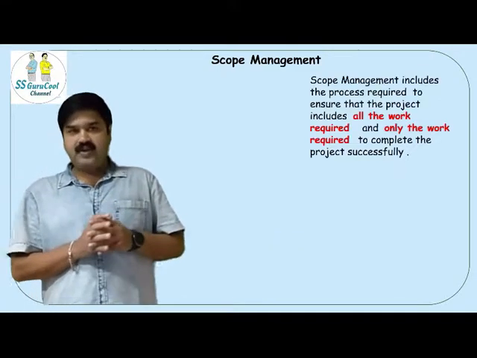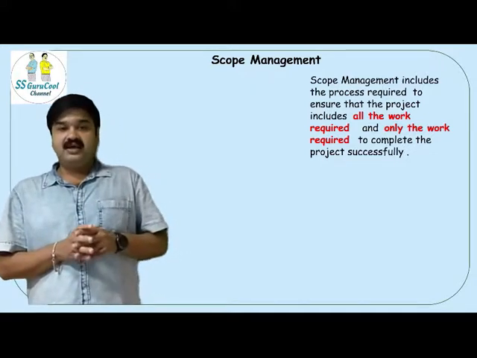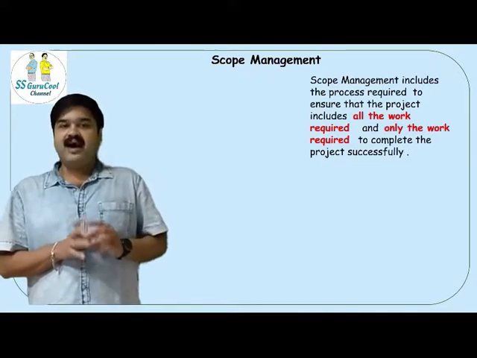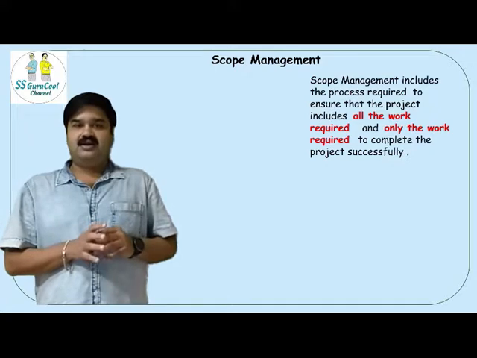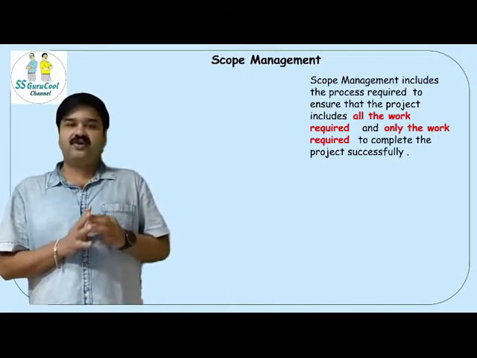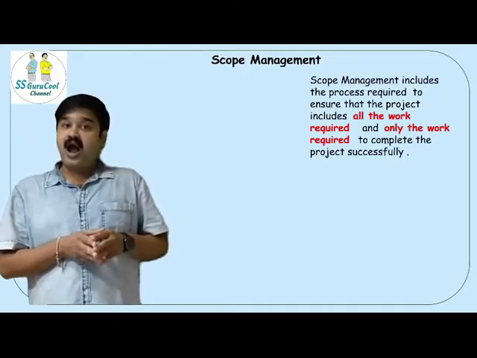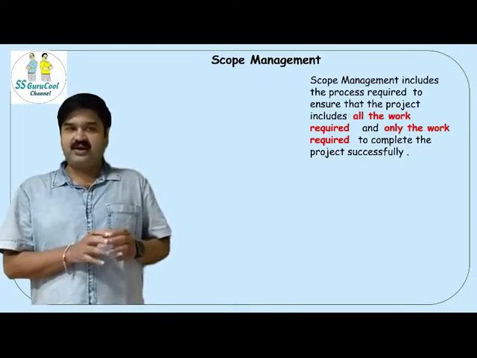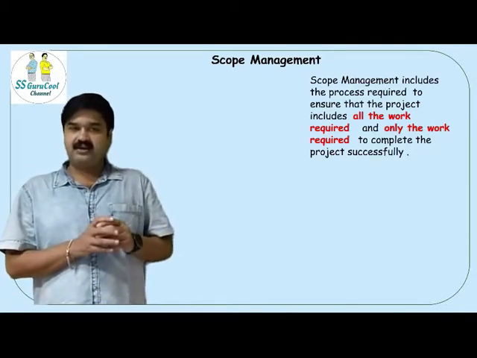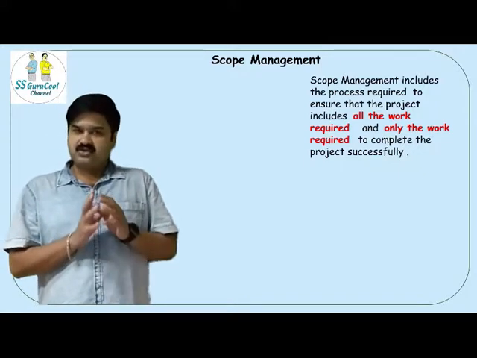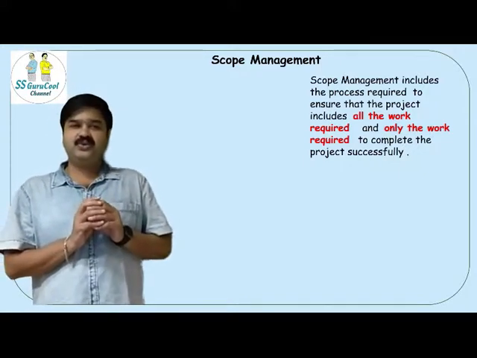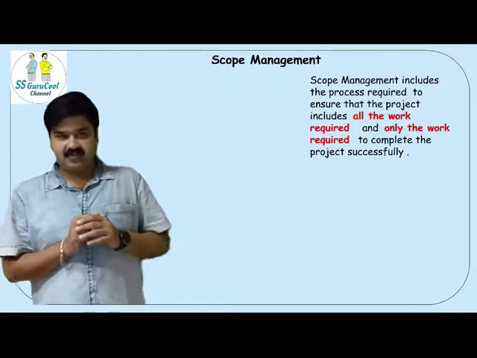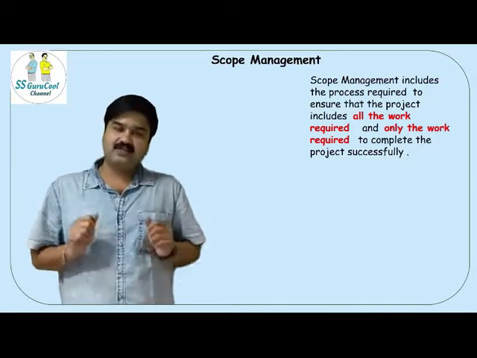So, what is scope management? Scope management is the process of managing the work that's needed to be executed for accomplishing the project and identifying only the work that needed to be carried out to complete the project. Now, the scope can be classified into 2 types. One is called the product scope, the other one is called the project scope.